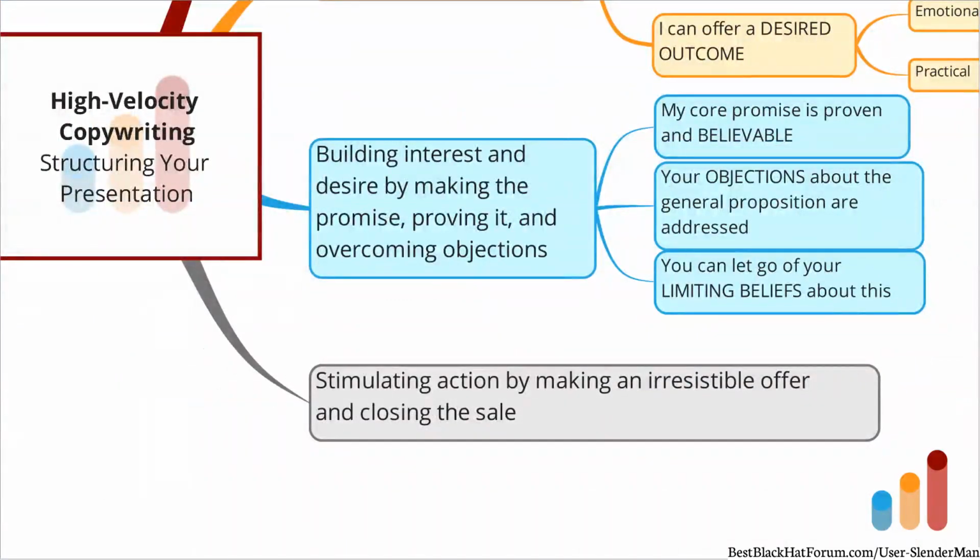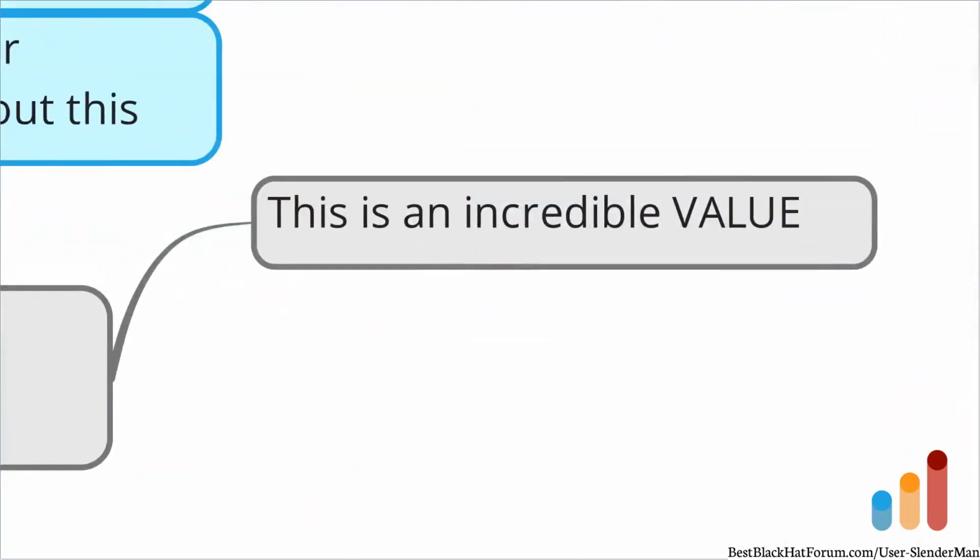We stimulate action by making an irresistible offer and closing the sale. And the 3 sales that it takes to do this are: number 1, this is an incredible value. And so they have to believe that the investment of time, energy, resources, money into whatever it is that you are asking them to do today is far outweighed by the results, the outcome that they're going to get, that they're getting an incredible value. And things that are very expensive can be perceived as having an incredible value. Things that are very cheap can be perceived as having an incredible value. This isn't about price. It's about the investment to reward or outcome ratio.